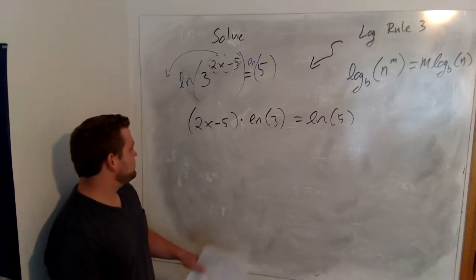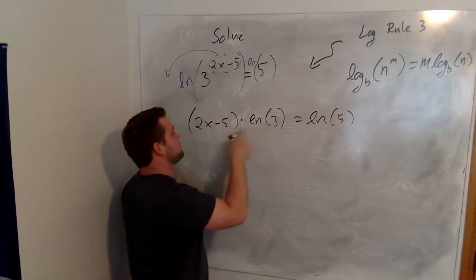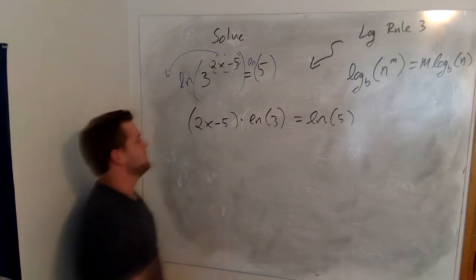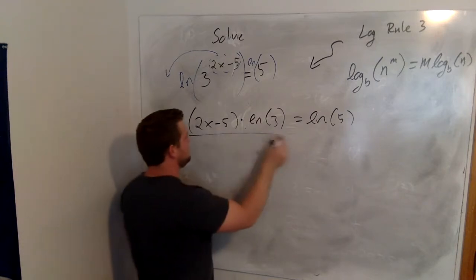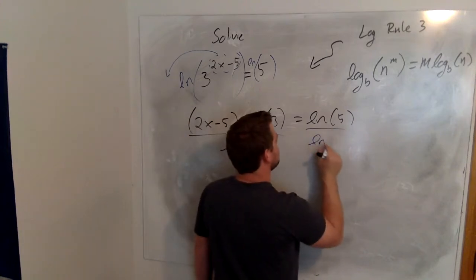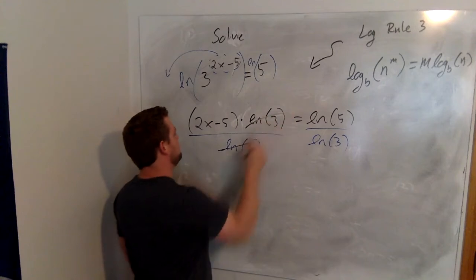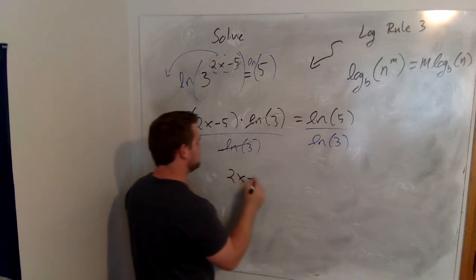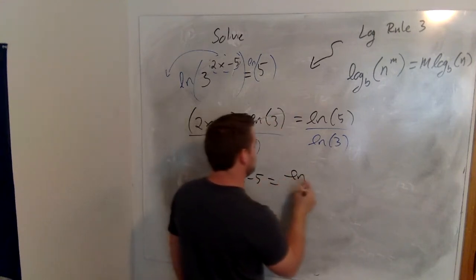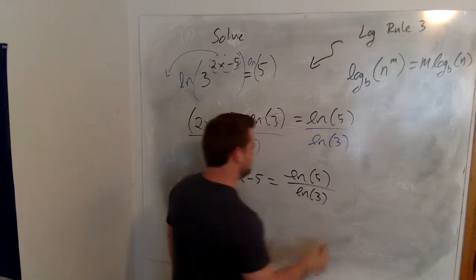In this situation, what I would probably do is get this multiplication of the natural log of 3 off of the 2x minus 5. So what am I going to do? I'm going to divide both sides by the natural log of 3. These will cancel, and we get that 2x minus 5 is equal to the natural log of 5 over the natural log of 3.